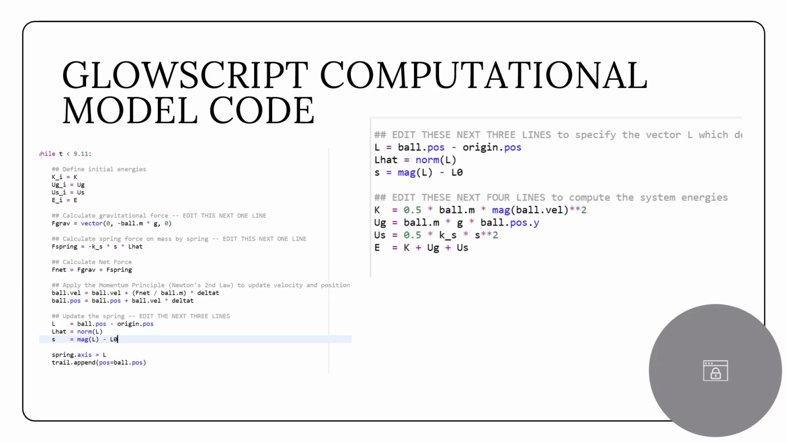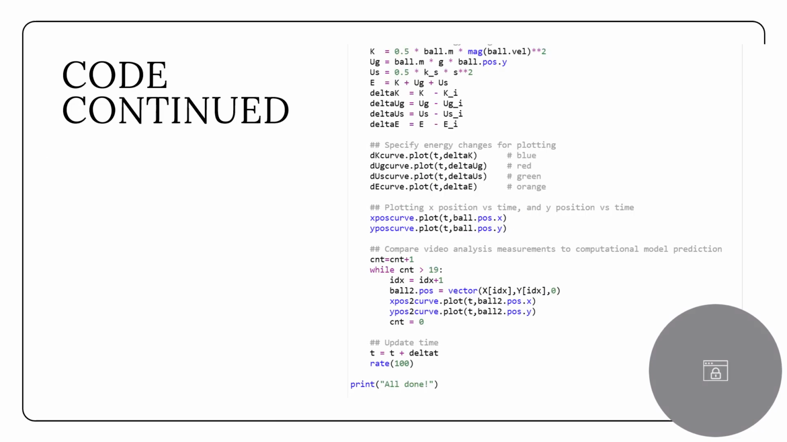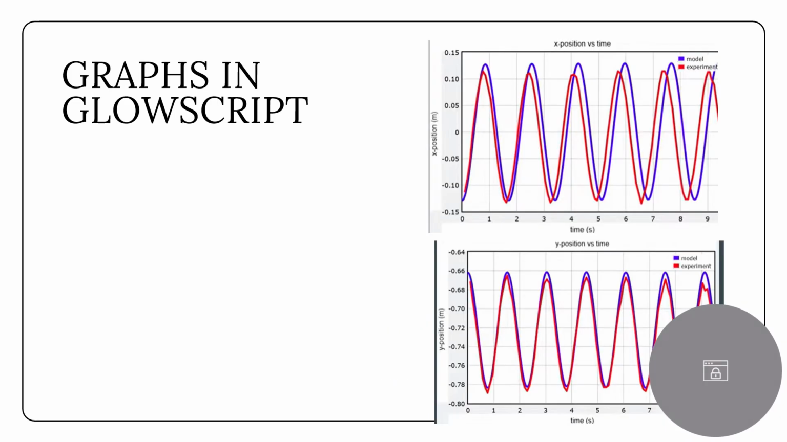Okay, and here are my GlowScript computational models. As you can see, here are all my calculations to actually determine what the graph would look like at the end. Okay, and then here are more of my calculations. And here are my graphs in GlowScript. As you can see, the times are not quite even. This is probably due to errors that we will discuss later on in the video.